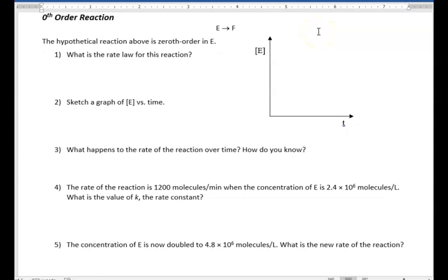So here we're looking at E going to F. The rate law for this reaction would be, as you probably guessed, rate equals K times the reactants to the 0th power. Anything raised to the 0th power, of course, is 1, and so this simplifies to just K. And so this is kind of interesting, because the rate of this reaction does not depend on your reactants. It's always going to be constant, no matter how much reactant you have.